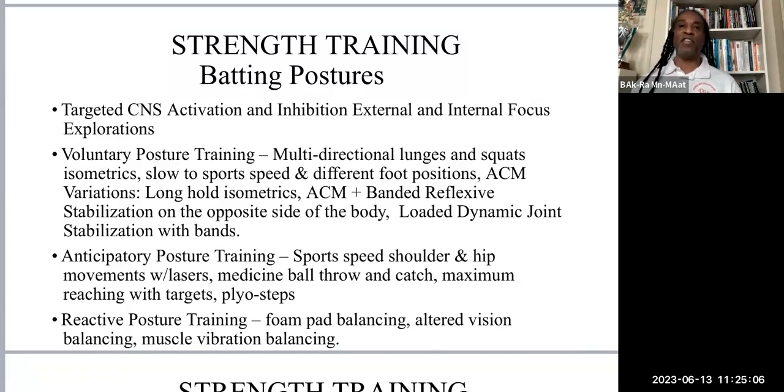So here are some ideas for voluntary postural training in terms of strength training, using multi-directional lunges, because batting is a bunch of multi-directional lunges. Squats, you get in and out of some batting stances to play certain strokes in varying degrees of squats. And in those two exercises, as an example, we'll use isometrics because we want to develop that strength to stay in those positions over long periods, and also do it in slow to sport speed.